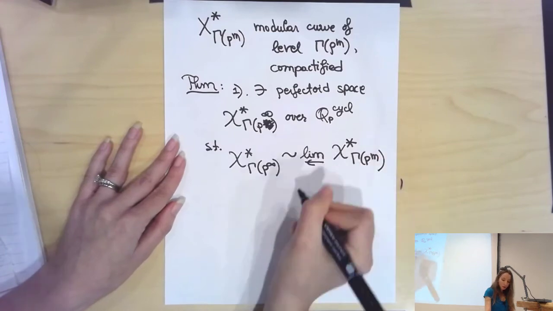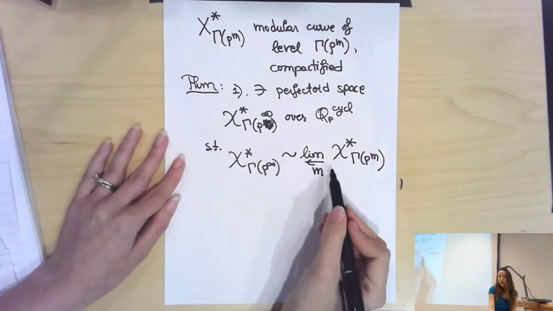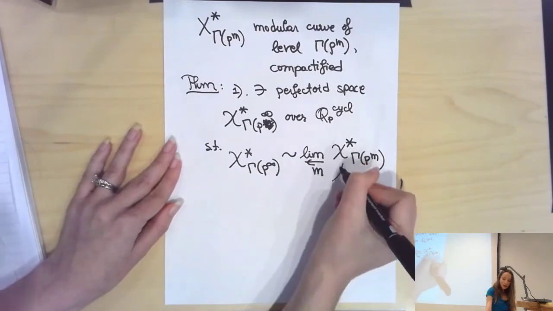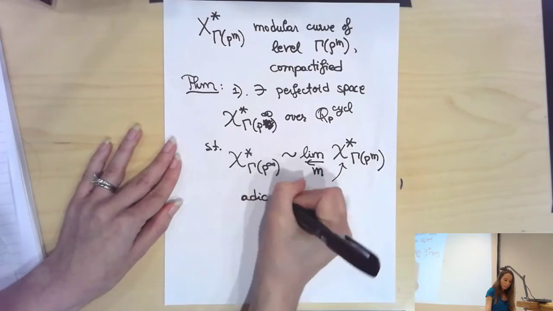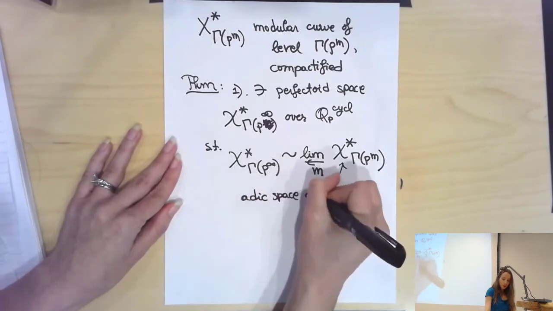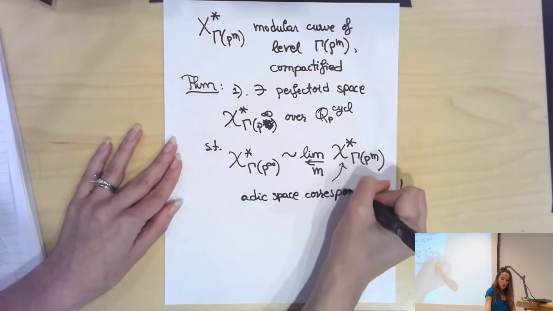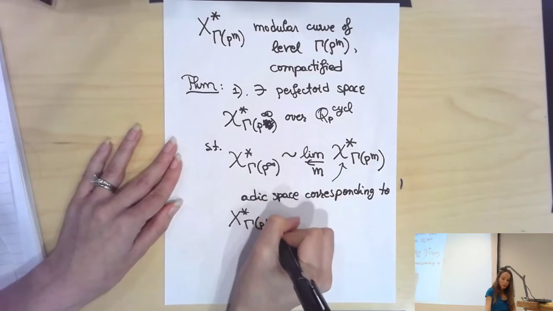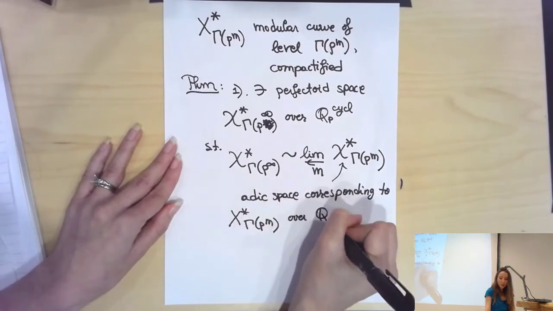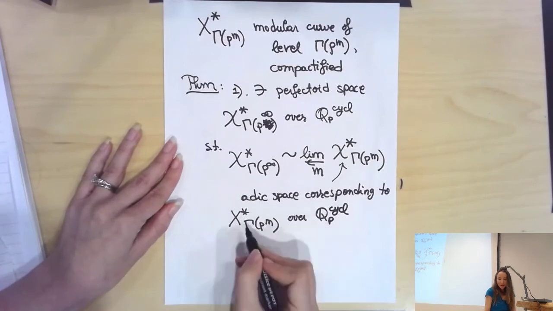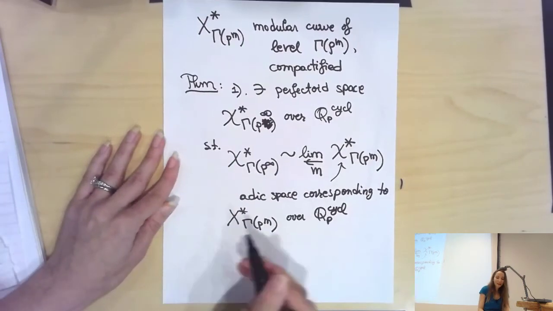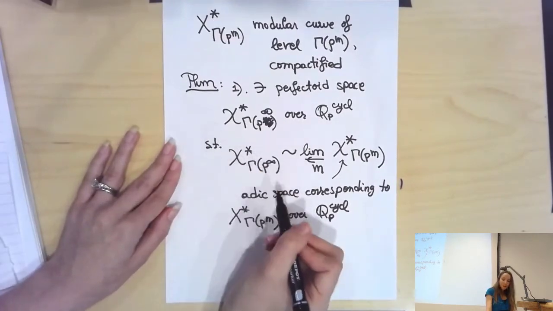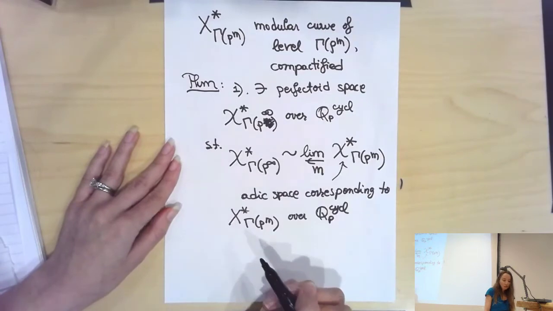I'll say a word about this. So you look at spaces at finite level, take an inverse limit with respect to m, and this is the adic space corresponding to X star Gamma_p to the m, but over this perfectoid field. There's some subtlety about how you base change this to Q_p cyclotomic, but I'm not going to say anything about it, but you can read it in, say, Peter's paper. Okay, but what do I mean by this similar to relation?